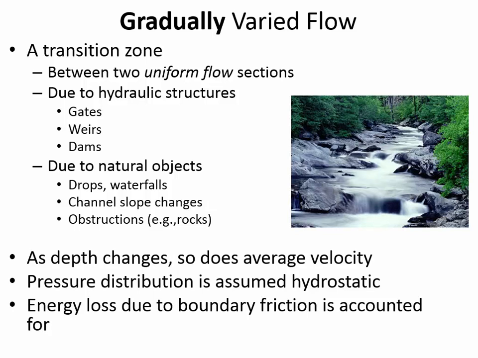So a few notes. When the depth changes, so does the average velocity, assuming that the flow rate is the same. So let's say that conditions are steady, meaning that they're not changing over time. So the flow rate into some channel section and the flow rate out of the channel section are the same. But the velocity is still changing because the channel cross-section changes. So the velocity isn't the same into a variation as it is out.